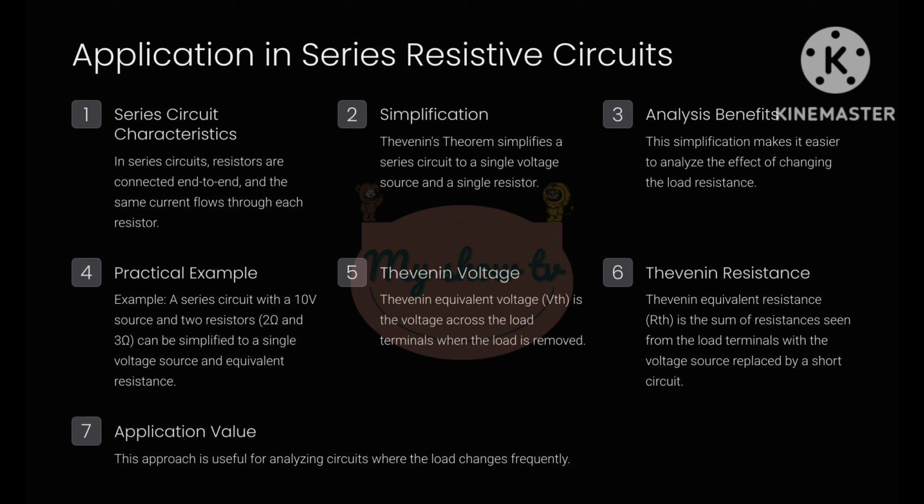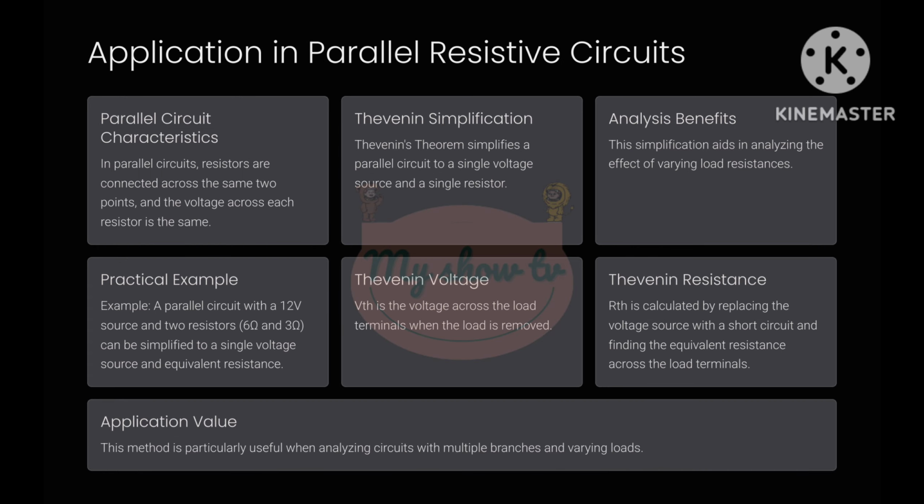For example, consider a 10-volt battery connected in series with two resistors, 2 ohms and 3 ohms. Without doing complex analysis each time, we can simplify the circuit to one voltage source of 10 volts and a total resistance of 5 ohms. If a load resistor is then connected across one part of the circuit, we only need to analyze the current using simple Ohm's law. This method becomes especially helpful when the load is changing frequently, such as in sensor systems or variable resistor applications.